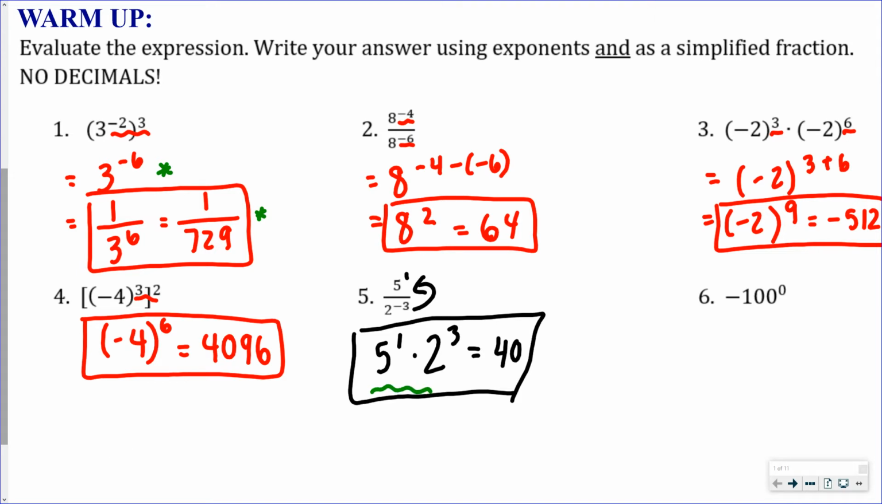Did you just add 7 and 5? No, I did 5 to the power of 1 is 5, times 2 to the power of 3 is 8. 5 times 8 is 40. I just moved the 2 up there. You can't add them because they're not the same base.